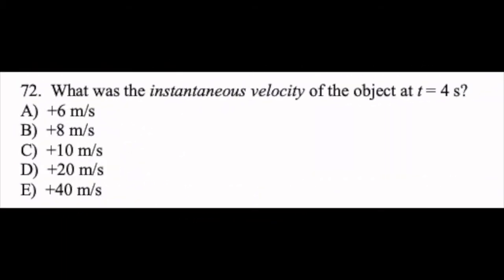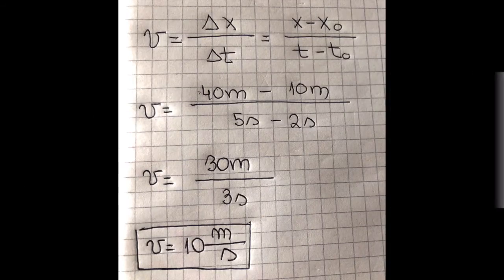The next question regarding the graph is: what was the instantaneous velocity of the object at the 4th second? We need to find the instantaneous velocity in the 4th second. How do we do that? Simply by using the formula as shown in the picture. In the picture, we divided the change in position by the change in time, and we got this result. The velocity at the point of the 4th second is 10 meters per second.